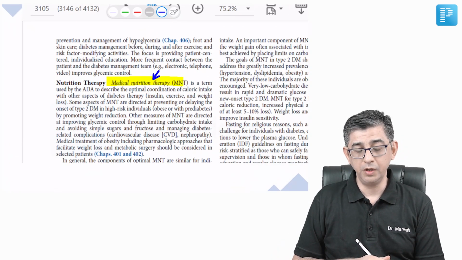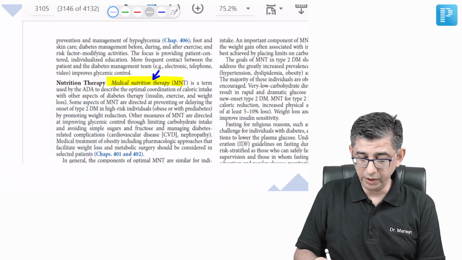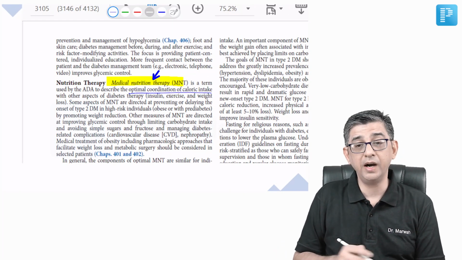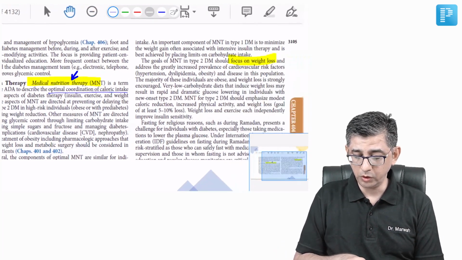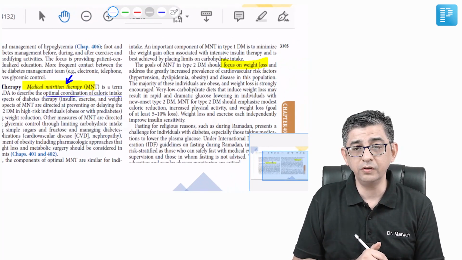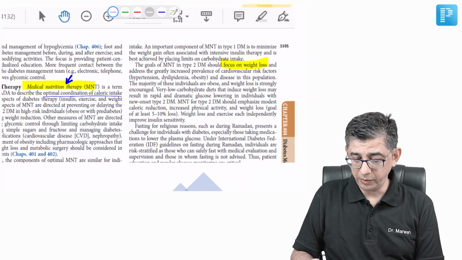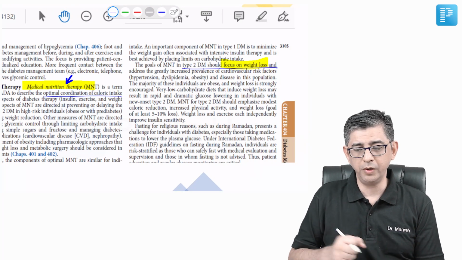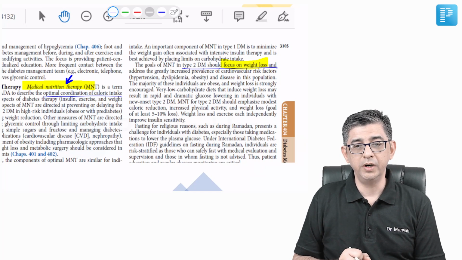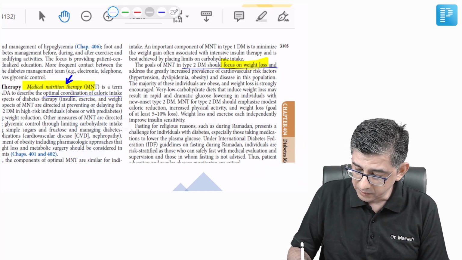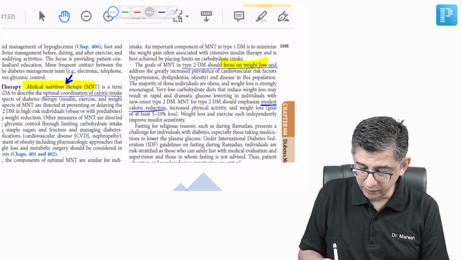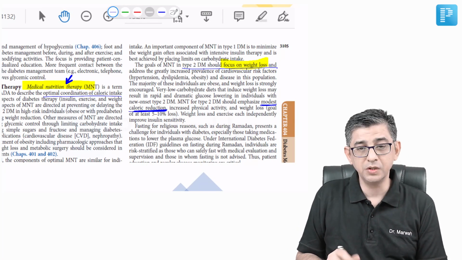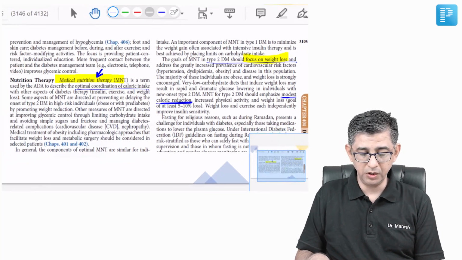Medical nutrition therapy means optimal coordination of caloric intake, which means that if the person is fat, then the person should be put on a relatively lesser amount of calories. In fact, you can see here that patients of type 2 should mainly focus on weight loss. And how is that weight loss possible? Not by only increasing physical activity, but apart from physical activity, it should be a modest caloric reduction. So this is what is mentioned in Harrison initially for management.